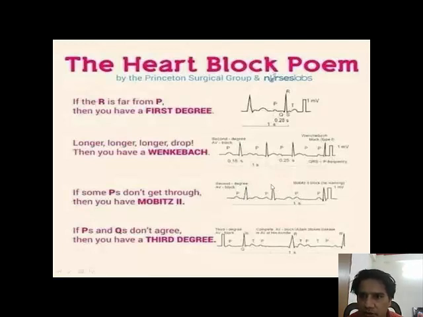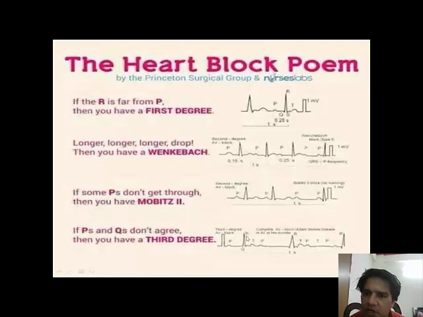This is also called group beating. You see, these two together and then drop. Then these two together and then drop. Even in the second degree, you have grouping. So the PQRs travel in groups. And if P and QRS don't agree, then you have third degree.